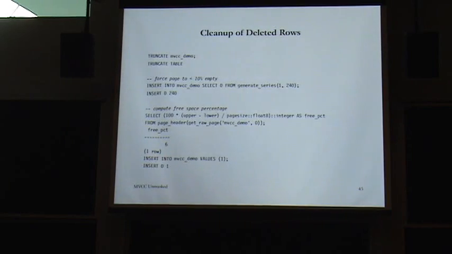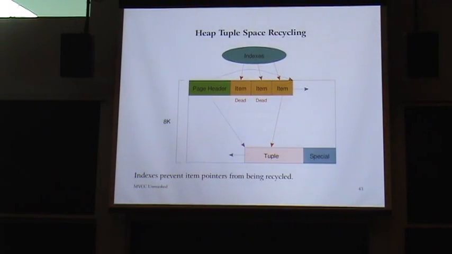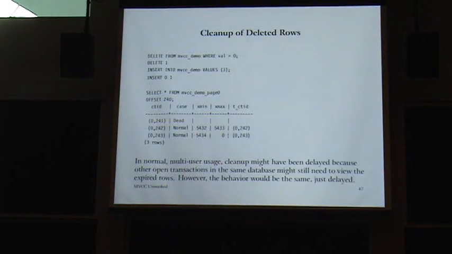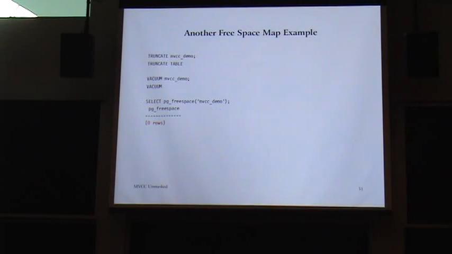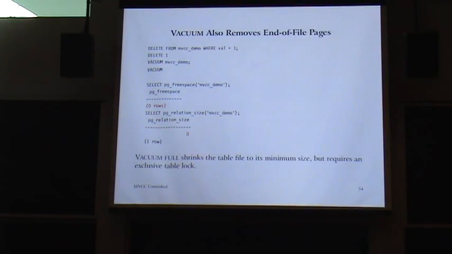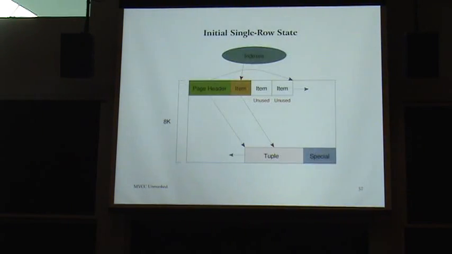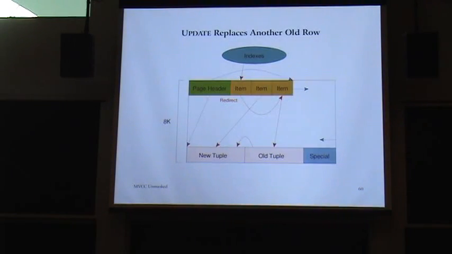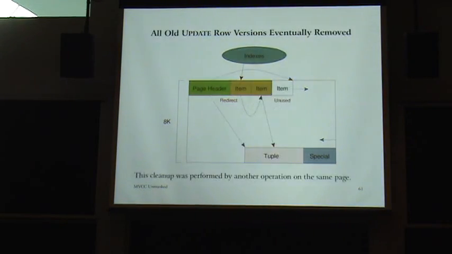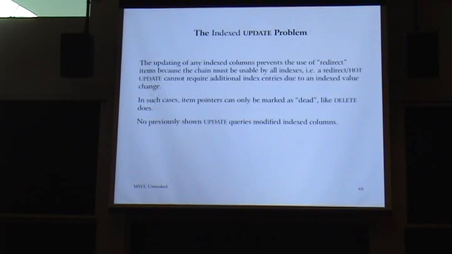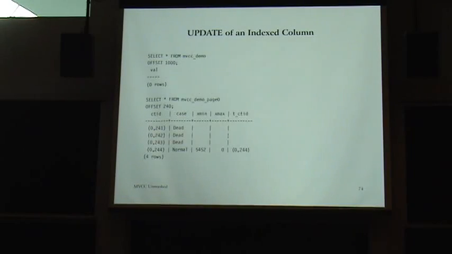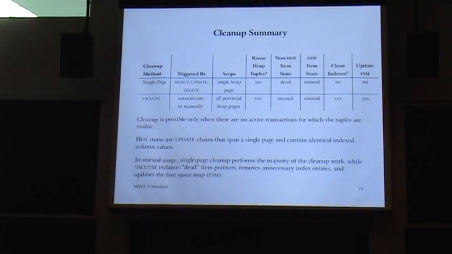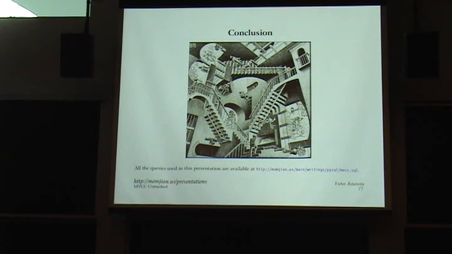This is kind of pictures of some of the ways in which we recycle stuff while the data is live. We have a free space map that indicates where to put new rows. This is the handling of updates. We're able to very efficiently do single page cleanups there. And I think more slides. Yes, this is a summary of what it does, clean up, and that's it.